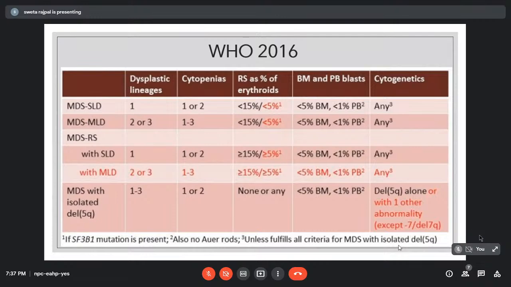Another special entity is MDS with isolated deletion 5q, which has dysplasia predominantly in the erythroid lineage, but it can also show dysplasia in other lineages as well. Cytopenia can be present in 1 or 2 lineages, but the bone marrow blast will be low, and they will have only the deletion 5q abnormality. They are allowed to have one more abnormality, except monosomy 7 or deletion 7.